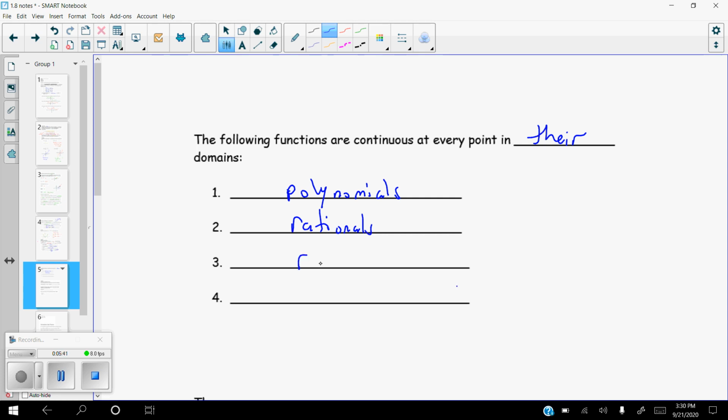A radical function, which is something with a root in it. So all radical functions, again, are continuous everywhere in their domain. As we know, radical functions have limited domains for even-powered radicals. So anywhere in the domain, they're continuous. And then trig functions, anything in its domain is continuous. We do know that there are asymptotes, but other than the asymptotes, they are continuous.